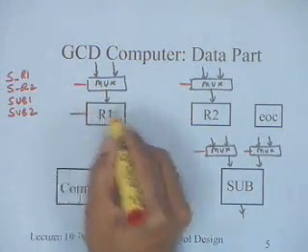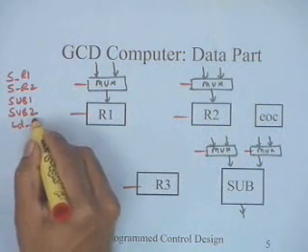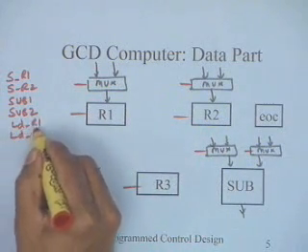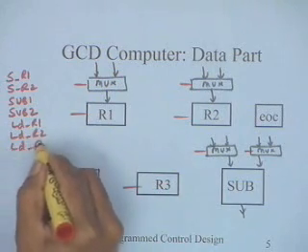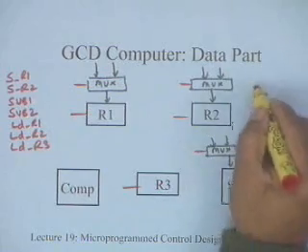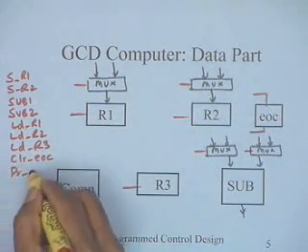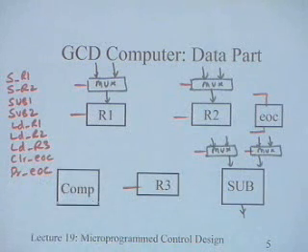Now apart from that, I will have all the load signals, load R1, load R2, load R3. Then I need to have clear and preset signals for this. So I will have clear EOC and preset EOC. So these are the control signals that we have identified. Of course, I have not shown the interconnections. You can complete the interconnections that are required.